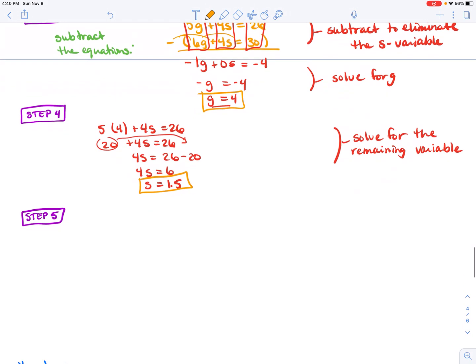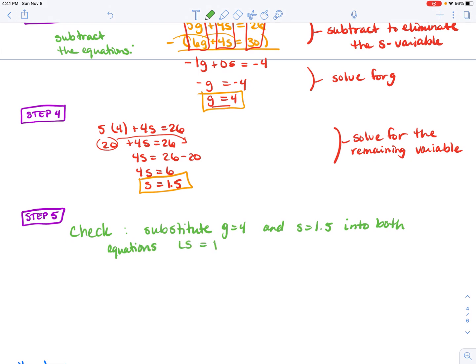How do I know that this works? Now we have to do our check, and I've talked about doing the check in the other tutorials, but in case you missed it, I'm going to substitute g equals 4 and s equals 1.5 into both equations, and then see if my left side equals the right side.